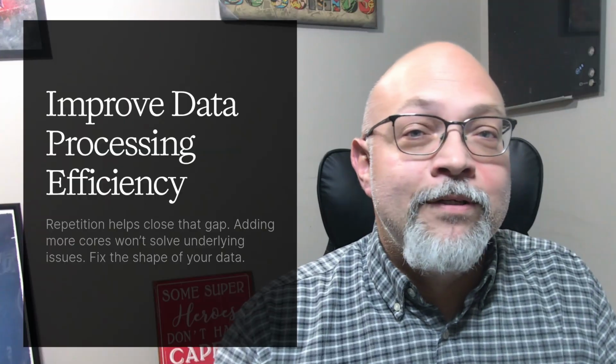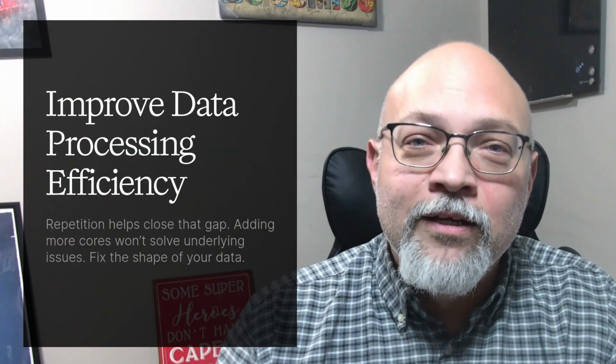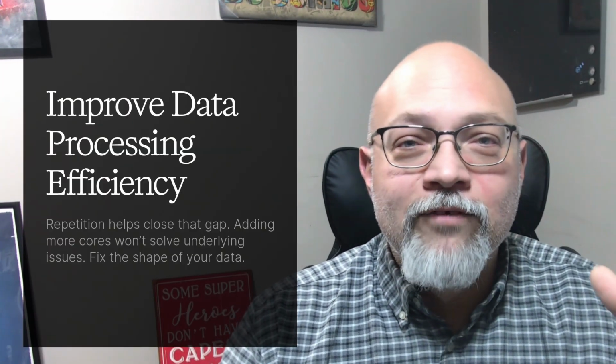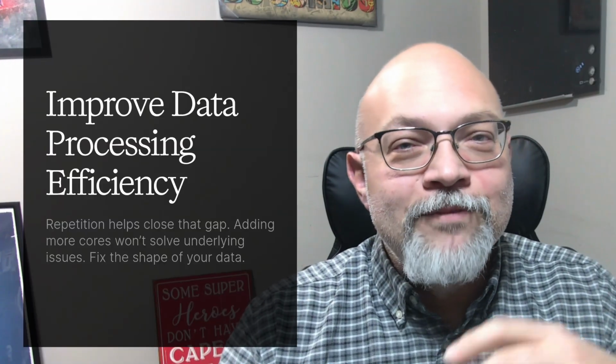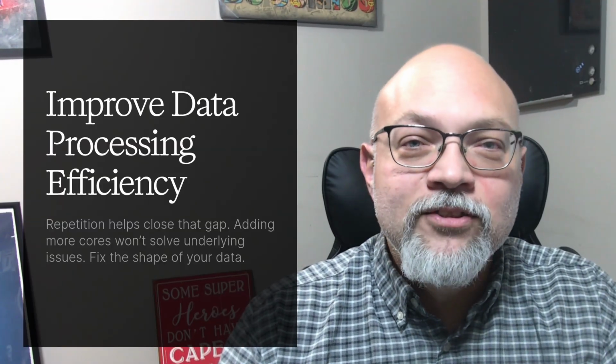You have turned on AQE, you have done your salting, you have set your broadcast joins, and you are still running into bottlenecks with your Databricks notebooks. Repartitioning helps to close that gap, which is move number 3. We have all had the gut reaction to just add more cores, just scale it up. But that hides your problems. Fix the shape of your data.